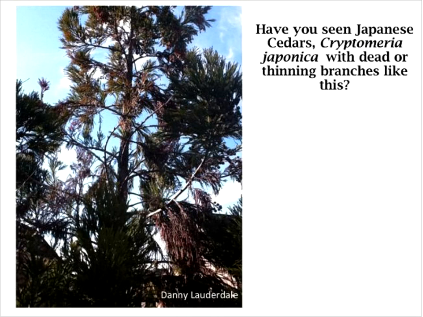What you're seeing here is damage to Japanese cedars, Cryptomeria japonica, where you have individual dead branches or thinning branches. I just wanted to ask the group if you'll indicate by a green check or a red check, and if Lee J will help me with this, indicate whether you've seen this before on Japanese cedars. And again, this would be starting near the top portion of the plant, extending down the trunk, usually entire branches that are dying back.